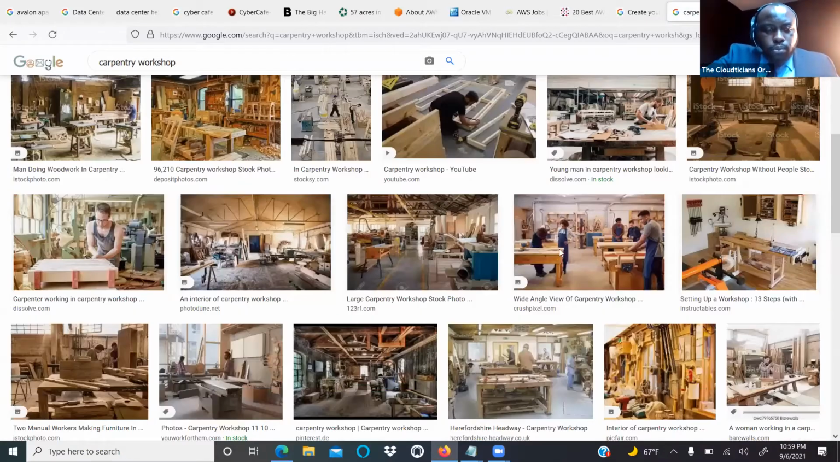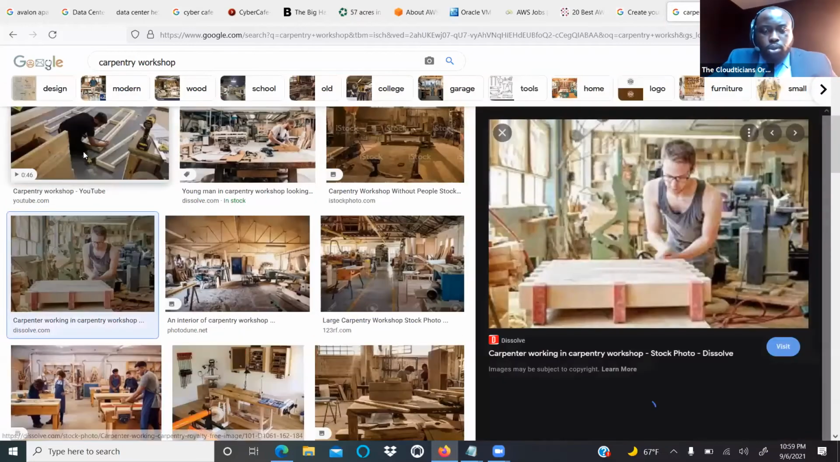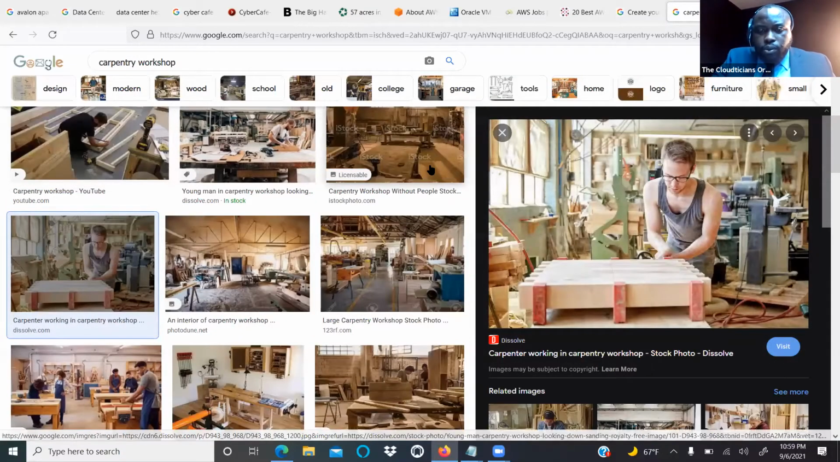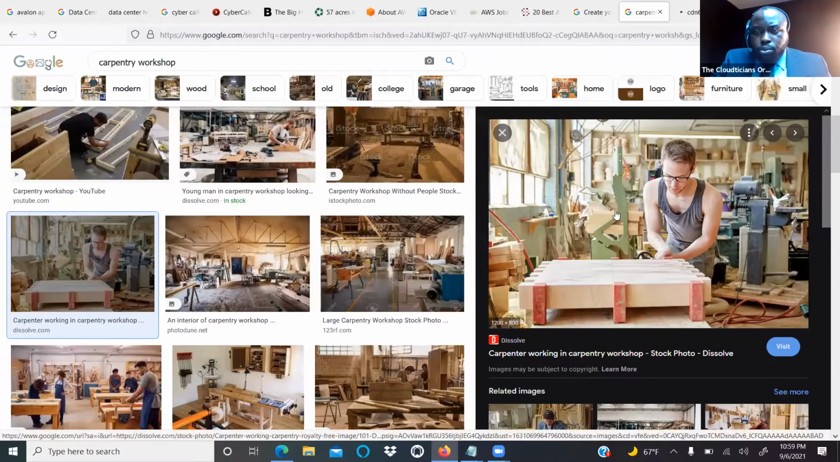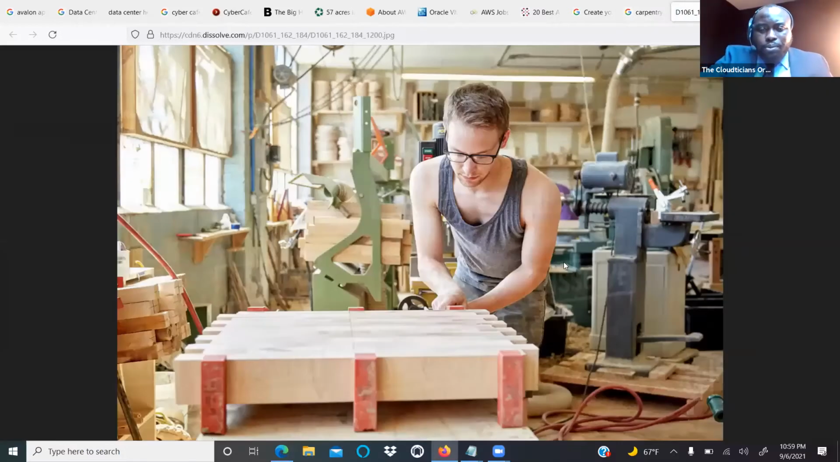Look at this. That's a carpentry workshop. It doesn't look nice at all. Does this look like your sitting room? It doesn't. It doesn't look nice. It's all a bunch of nonsense.